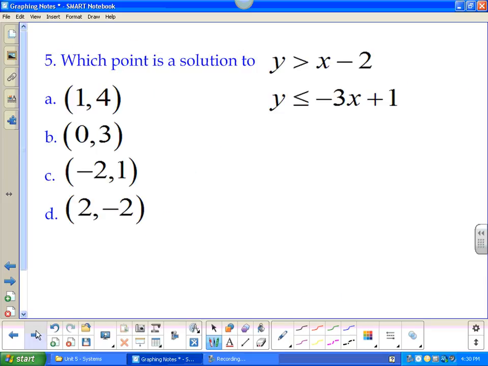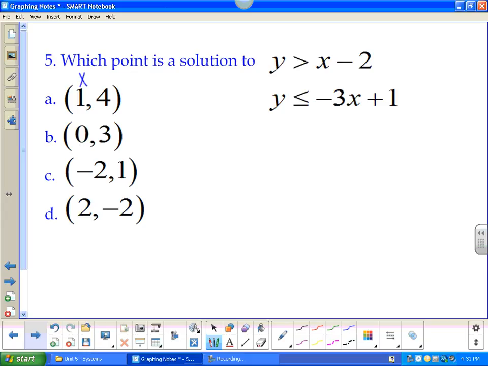So number 5 is really interesting because a lot of students say, oh, it's solved for y, let's go graph it. But it's not asking for a graph. It says which point is a solution. So what you're going to want to do here is take each point and plug it into your inequalities and see which one gives you a true statement, kind of like what we did on the very first problem.